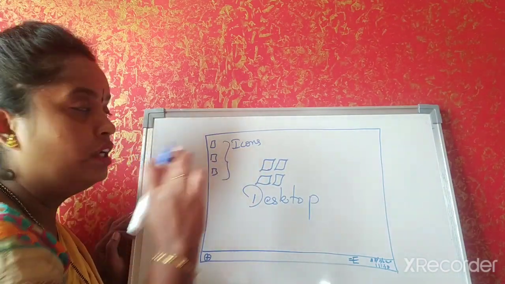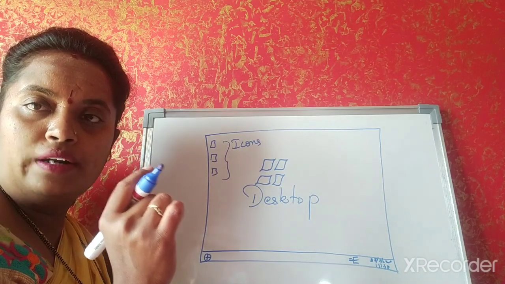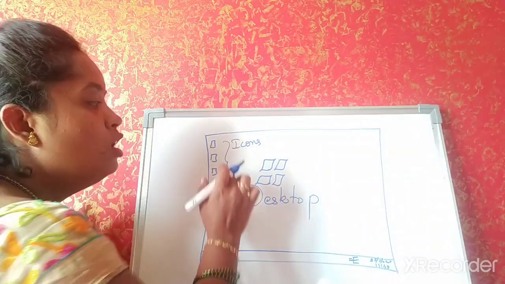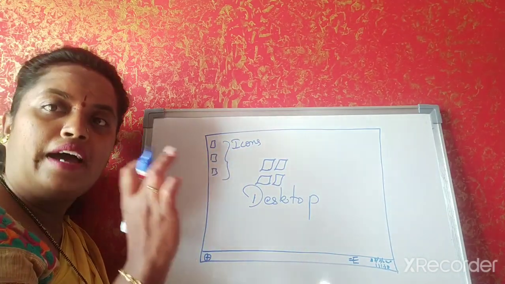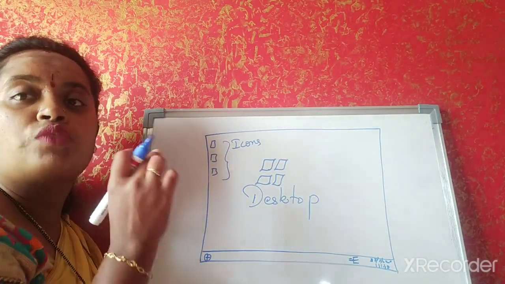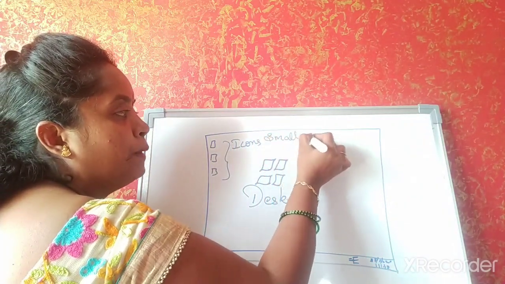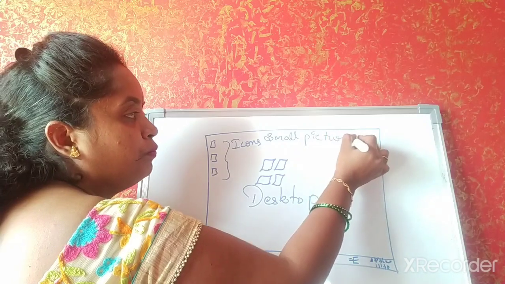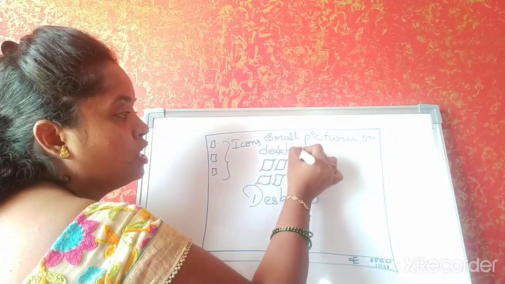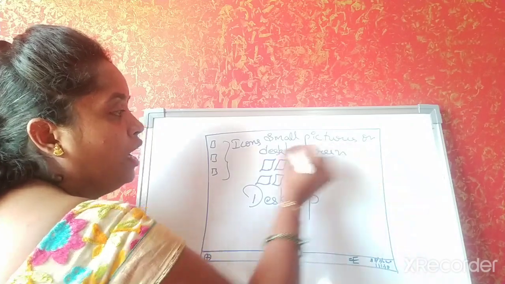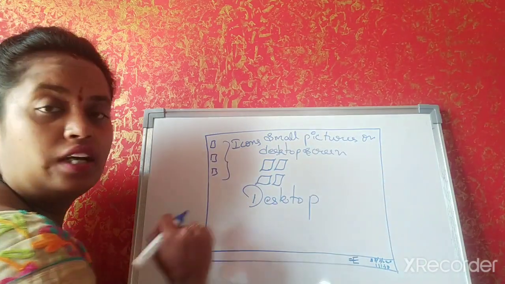We'll go through each and every one. What are icons? Small pictures on the desktop screen are called icons. Again I'll repeat. Small pictures, I'll write it here only. Small pictures on desktop screen are called icons. Understand children? This is the desktop.